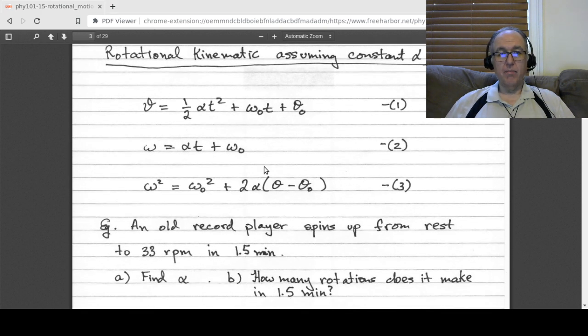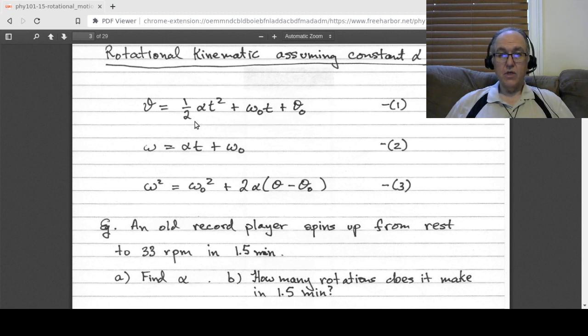And you won't be surprised, but the formulas look exactly the same as the ones before, but with theta replacing x, omega replacing v, and alpha replacing a. Take a look at the first equation. This is equation 1. Equation 1 is just like our equation 1 when we did 1D kinematics. There we had x equals 1/2 a t squared plus v naught t plus x naught. Here we have theta equals 1/2 alpha t squared plus omega naught t plus theta naught.